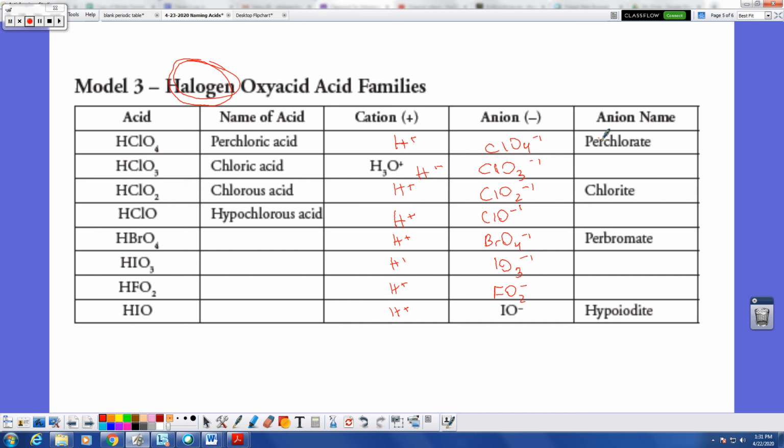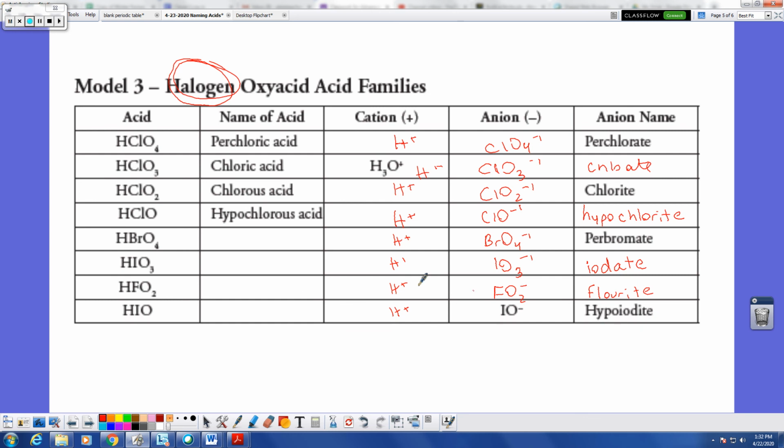So this is perchlorate, so this would be chlorate. Chlorite, this would be hypochlorite. Perbromate, this is IO3, so that would be iodate. FO2, that would be fluorite. And then that IO would be hypoiodite.